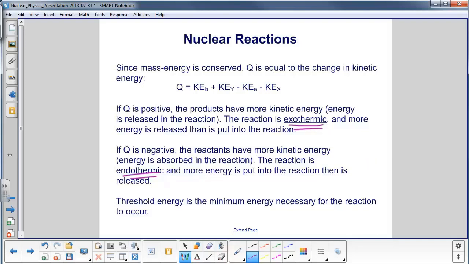So that's not a very good way to generate energy if you were looking for an energy source, because you're putting more energy in than you're getting out. Threshold energy is the minimum energy necessary for the reaction to occur. So let's work some problems.